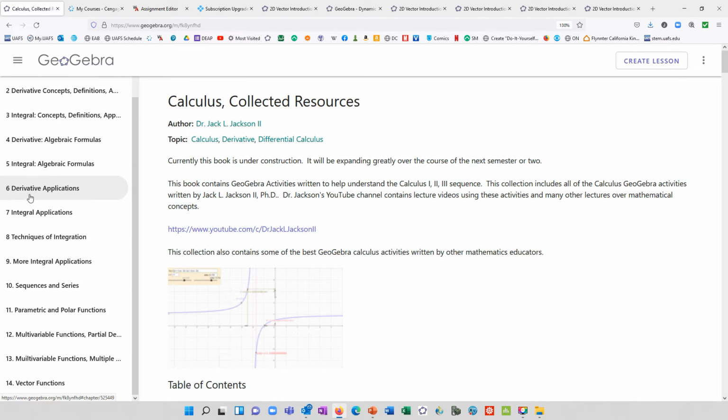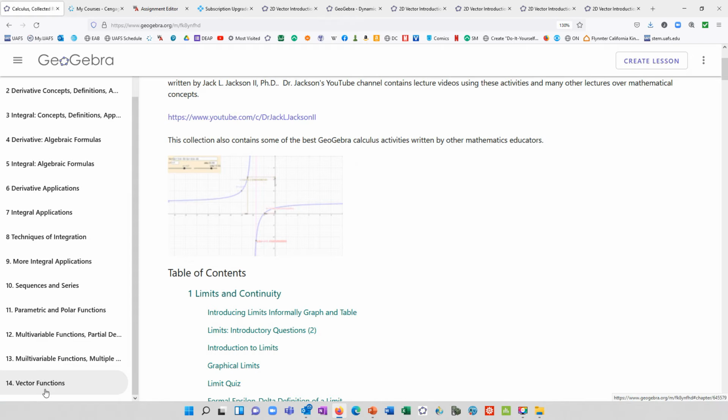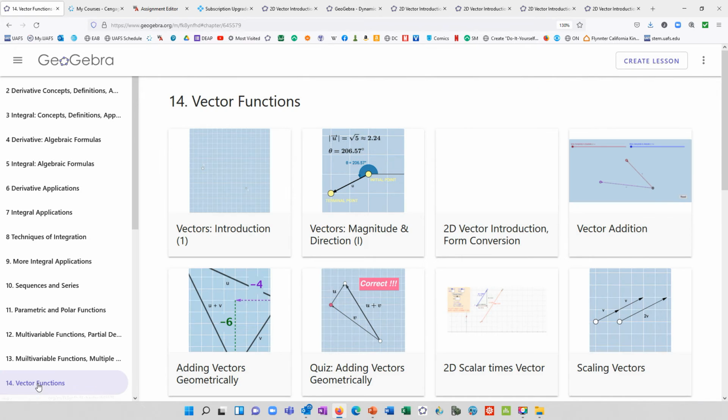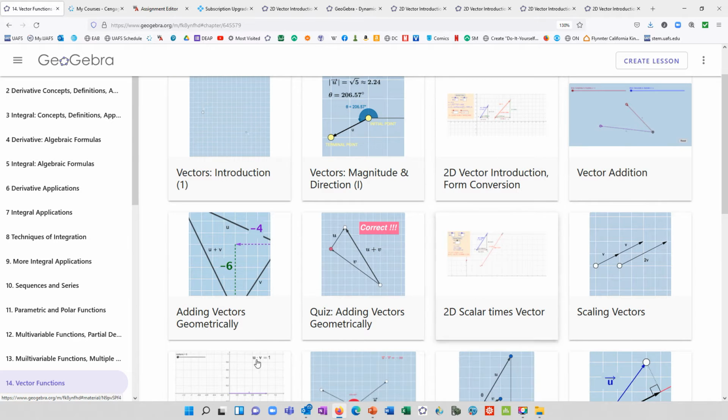And it has lots of different sections here. If you go to vector functions and look, this one right here is the particular one we're doing. I've also collected some things from other people who do a good job with GeoGebra and looked at some of theirs. So in the next couple of videos, I'll be going over a couple of these things here.